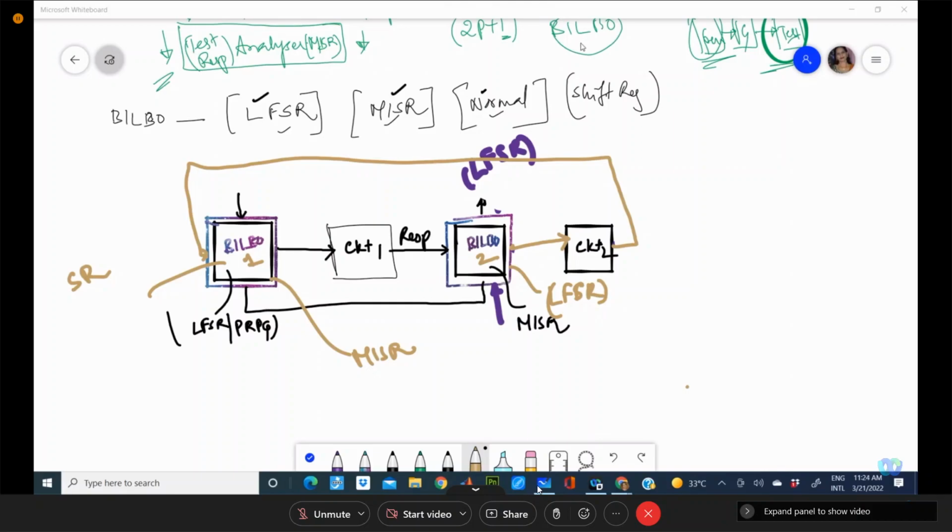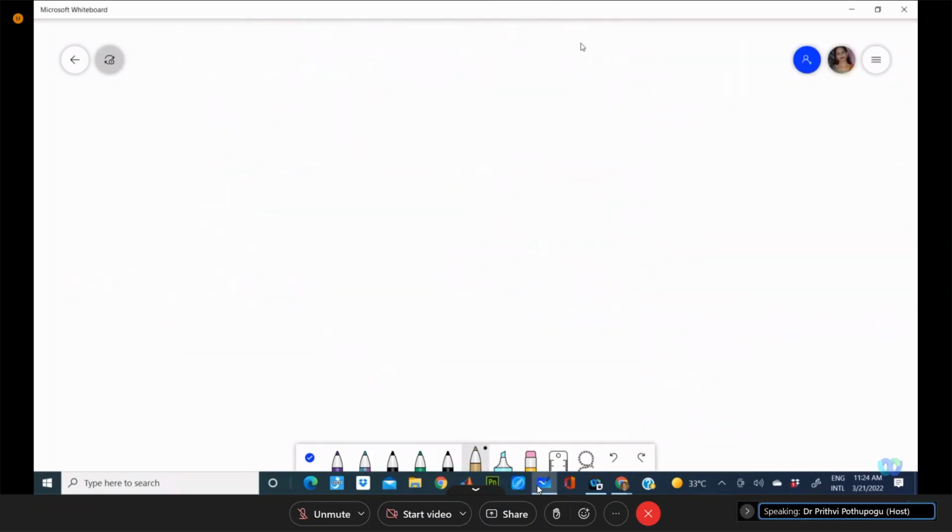I'll give the internal structure of the BILBO, the built-in logic block observer. Using 4 to 32 taps, we have seen where you need to take the feedback. The connectivity will be the same, only the tapping points will be different. You can tap according to the points mentioned in the table, which I gave in previous classes.